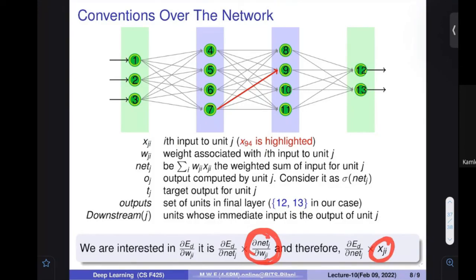We showed this a few minutes back when I started the lecture. Net j is a multiplication of these weights and the x's. If you find the derivative with respect to WJI, only the xji term remains, so it is going to be xji. Ultimately we want to find out this particular value. How to find it with respect to the sigmoid function, we are going to see in the next class. Thank you.